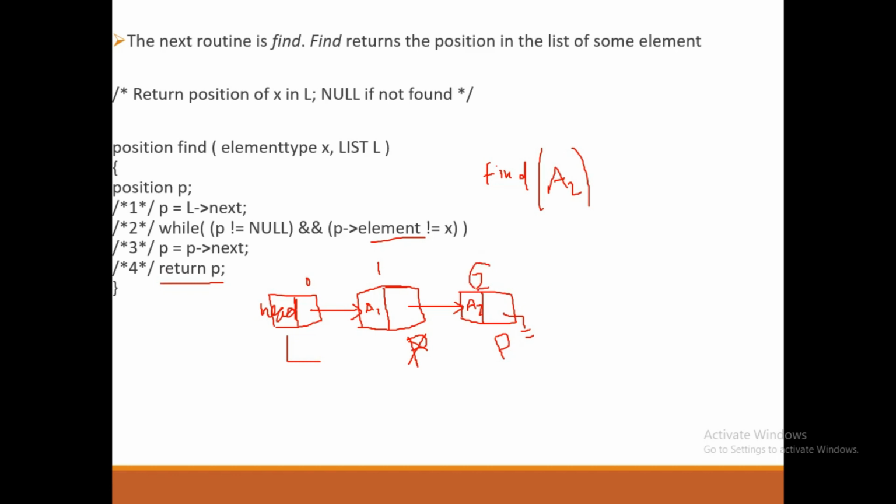So what is the position? So here the position is 2. So we are getting the position as 2. That's all. Okay. So this is how we have to check. So we can say that this element A2 is present in the last position.